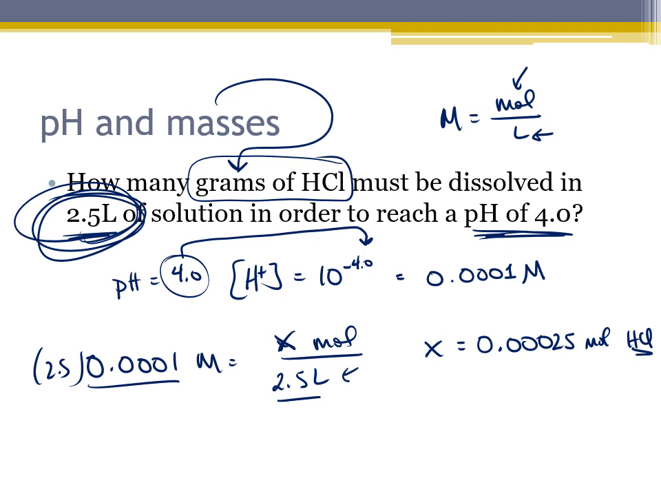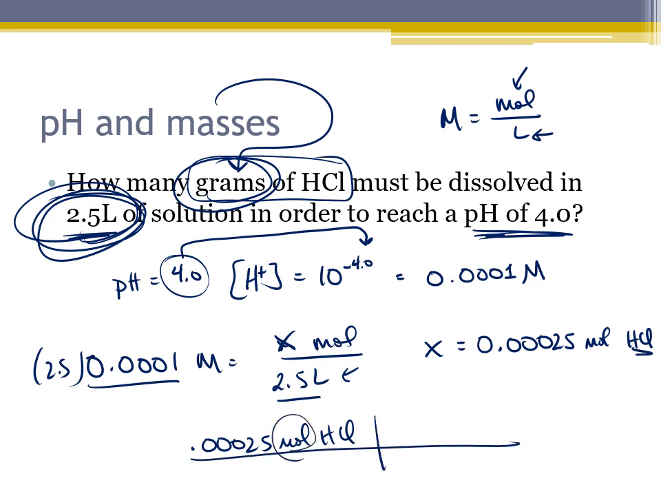This is not my final answer yet because I need not just moles, but grams. So I'm going to take my 0.00025 moles of hydrogen chloride and turn that into grams. I have moles on top, put moles on the bottom, put grams on the top so that my moles cancel out. I'm going to look at my handy dandy periodic table. Hydrogen is 1.008 and chlorine is 35.453. So the molar mass of hydrogen chloride is 36.461, the sum of those two guys.